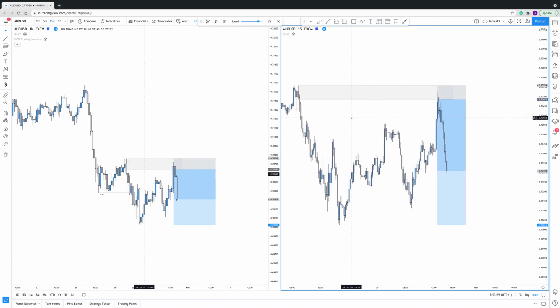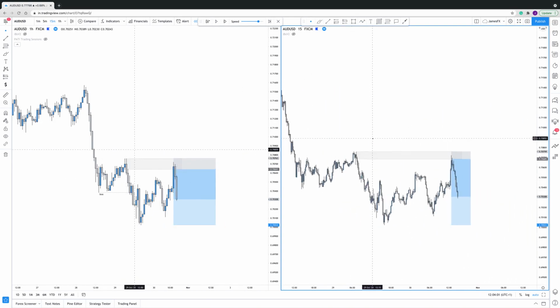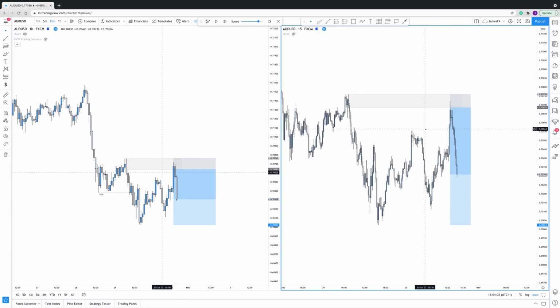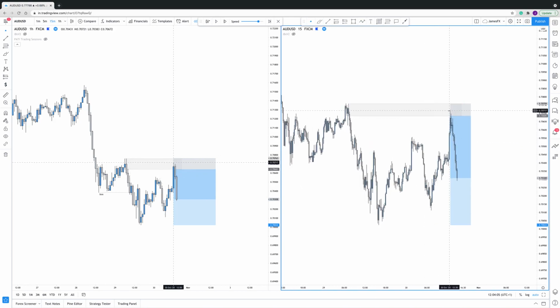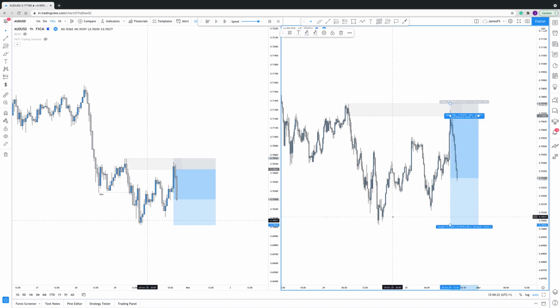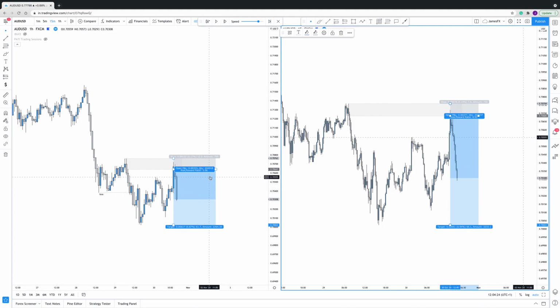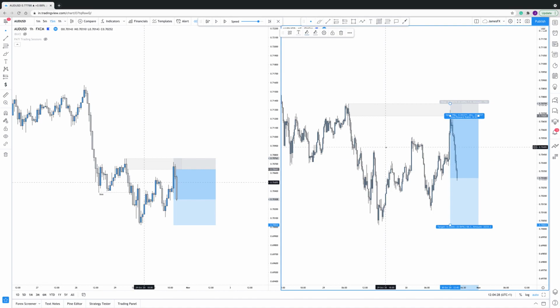Okay, and then you can see what we got was price tapped in, mitigated to the 50% of the order block, and then the momentum came in. Now, as we refine it down, we have 8, nearly 9% to the low, as opposed to 5% here. So we've nearly doubled our return just to the low.